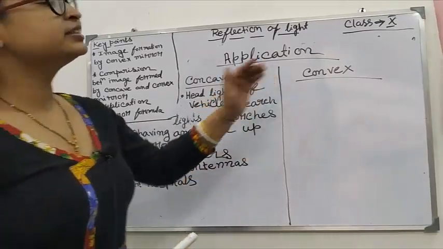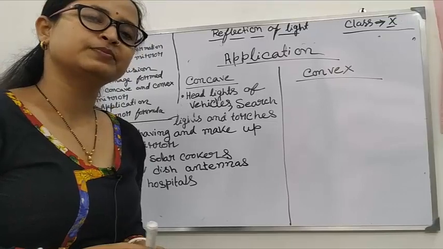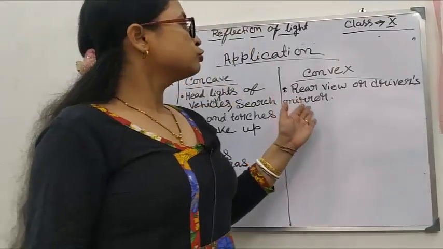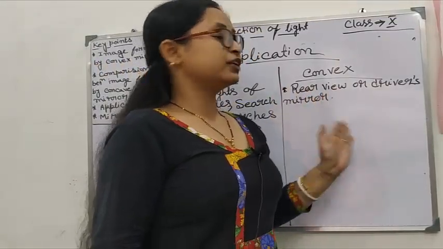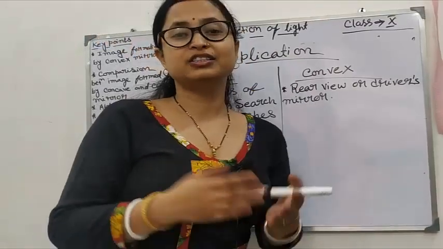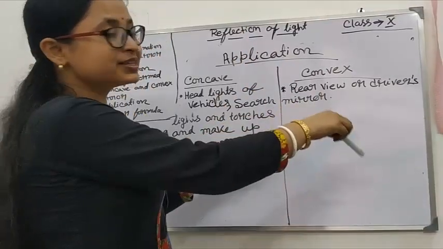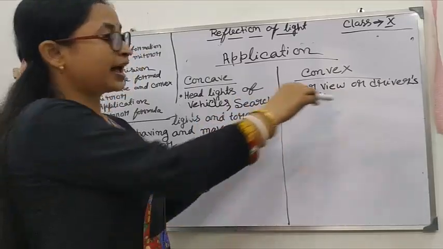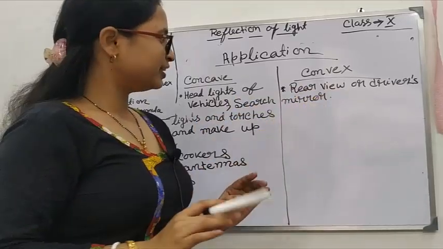Now let us learn the applications of convex mirror. Convex mirror is used as a rear view or driver's mirror. Do you know which one is known as rear view in our vehicles? Rear view means the mirror placed at the side of the vehicle. Clear?